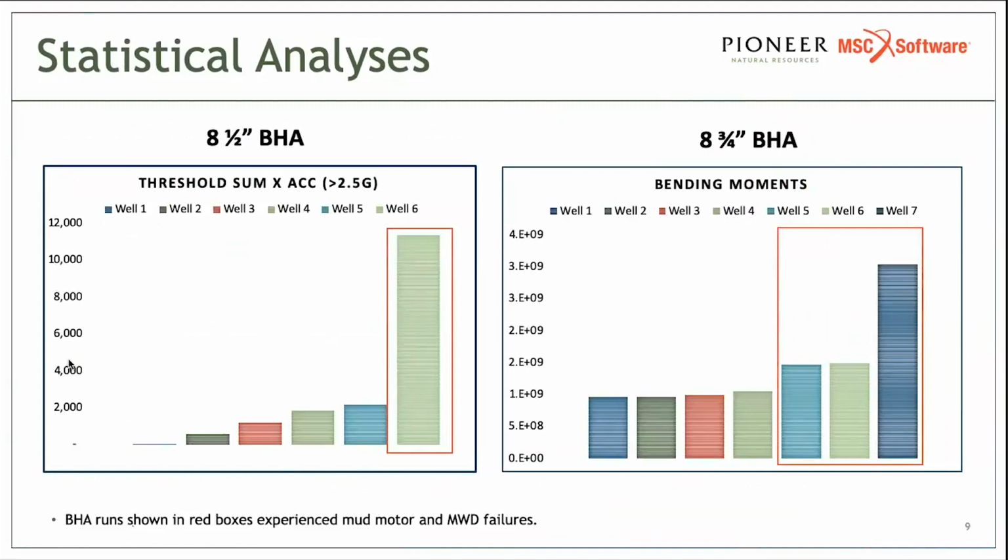Two examples from the results where the threshold sum of x accelerations above 2.5 g have provided a clear indication in the failed BHA, shown on the left figure. Similarly, for the BHA runs with 8 3/4 diameter, we have seen high bending moments on the wells with failures. In these graphs, the BHA runs shown in red boxes have experienced either mud motor or MWD failures.